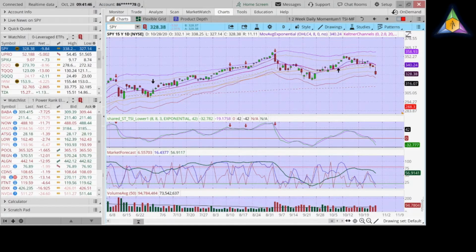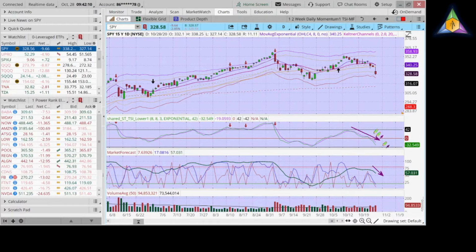I want to be keeping an eye on, and let me get my drawing tools up here, this little support area right in here, okay? That's where buyers came in last time to pop this back up. Will buyers come in again this time? Some of the things that are of concern for this chart are pretty straightforward. One is the two measurements of momentum that I have are pointing to the downside and accelerating. That oftentimes means that we're going to get some additional downside.